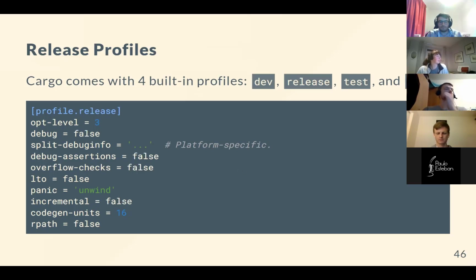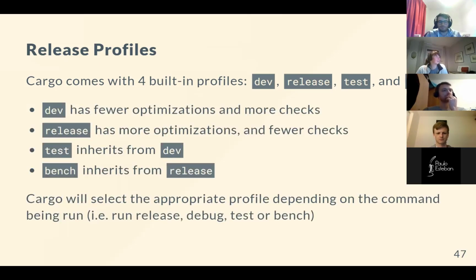Switching on to release, you can see the main differences are the debug assertions and overflow checks are set to false. Incremental build is set to false, which means you'll always get the full compilation, which is usually what you want when you're releasing it. Fewer codegen units should mean faster code, and more optimizations means you're giving the compiler more power to shuffle things about to its heart's content, deeming it faster. So overall, dev has fewer optimizations and more checks. Release has more optimizations but fewer checks.